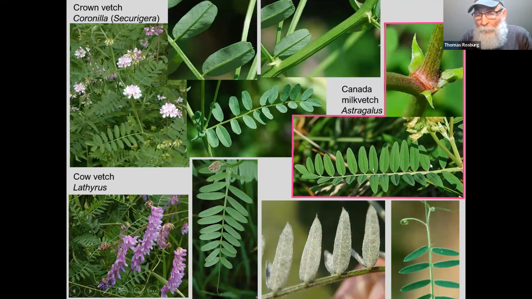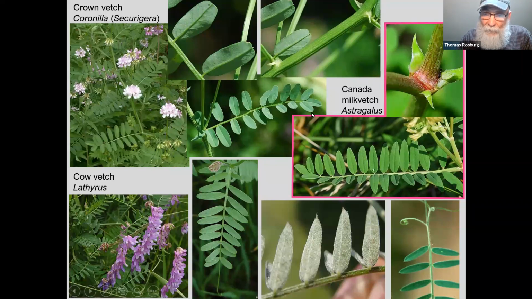This is a compound leaf from Canada milk vetch. These are the last two leaflets right here, and so all of this right in here is a petiole, and it's basically 10 to 30 millimeters or so long, so 1 to 3 centimeters in length. The other thing are the stipules. And so here are the stipules of Canada milk vetch.